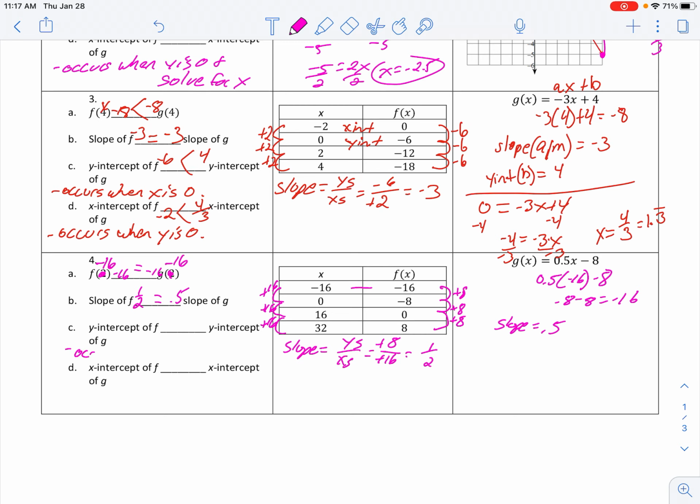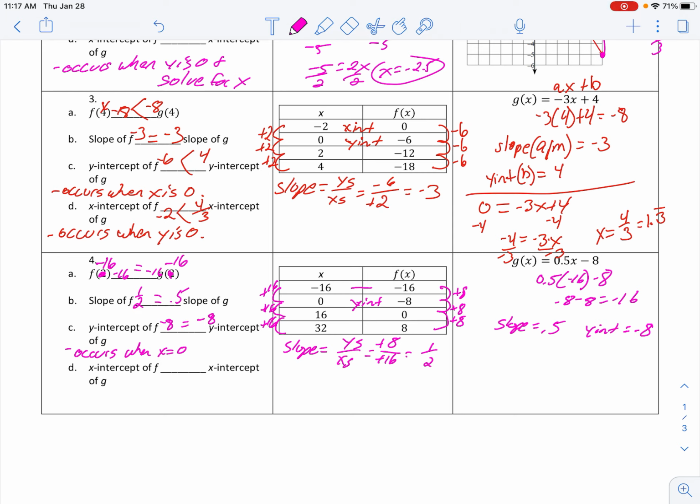The y-intercept occurs when x is 0. So I'm going to look at the x column, and right here is where that's happening. X is 0, so the y-intercept is negative 8. I can look at the function g of x and say, boom, right there, that is the y-intercept at negative 8. So far, they're equal.